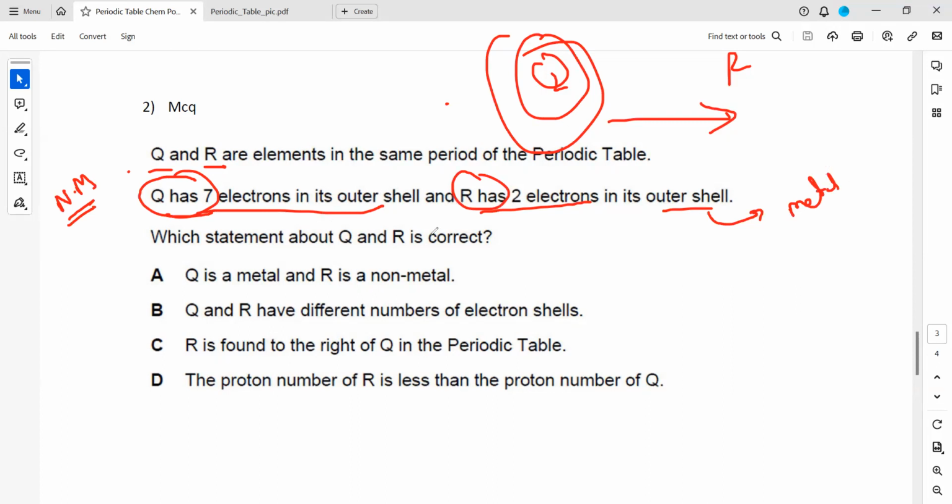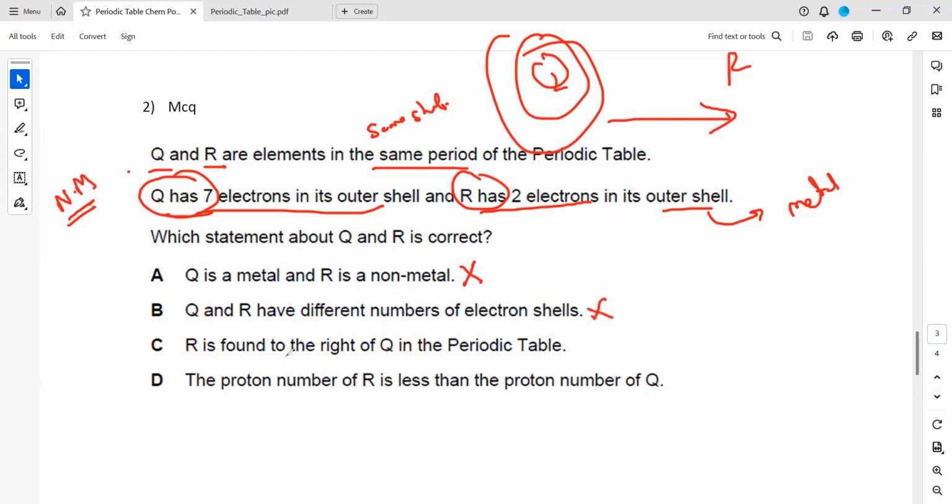Which statement about Q and R is correct? Q is a metal and R is a non-metal. That's opposite. Q and R have different numbers of electron shells. That's again wrong, because as they belong to the same period, they should have the same number of shells.